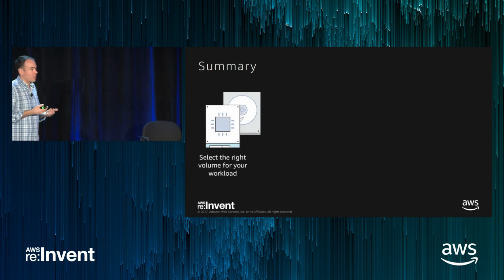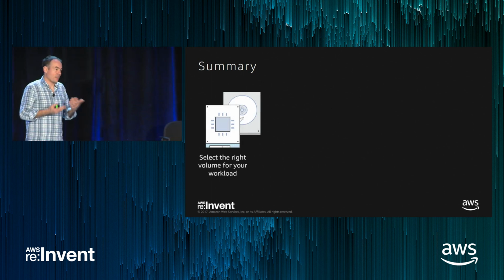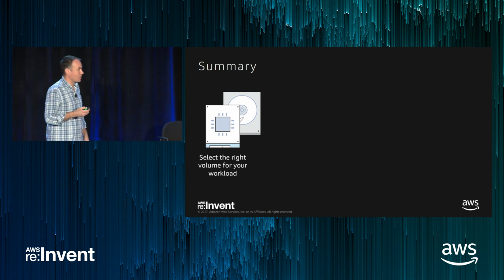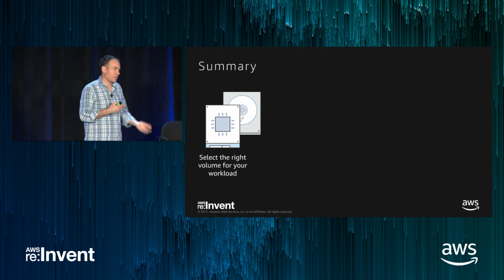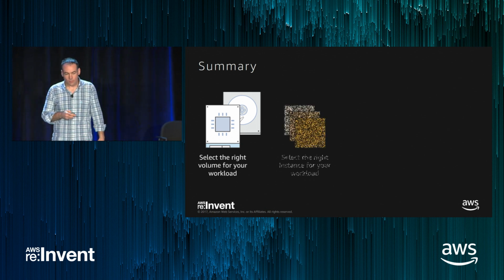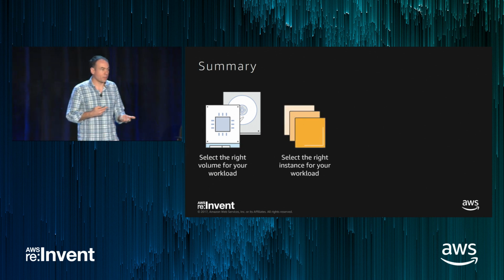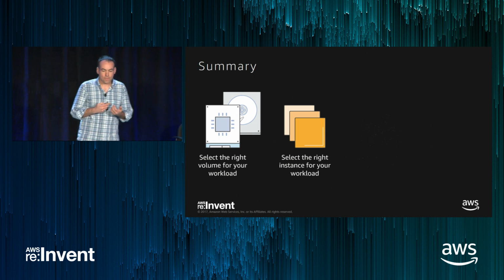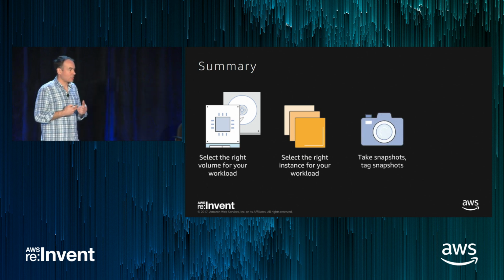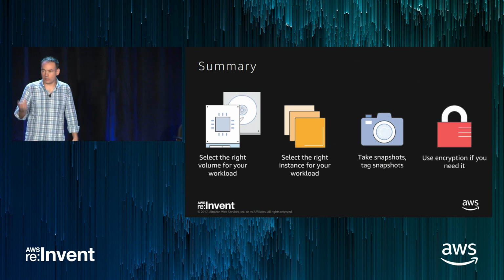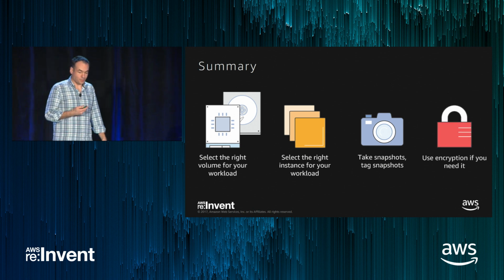So you want to select the right volume for your workload. And if you mess up, we've got elastic volumes. You can change it to a new volume type without having to stop your instance. Select the right instance for your workload. Make sure it's got enough EBS-optimized bandwidth to support the needs. Take snapshots, tag those volumes so you know what's on them. And if your requirements demand it, use encryption.